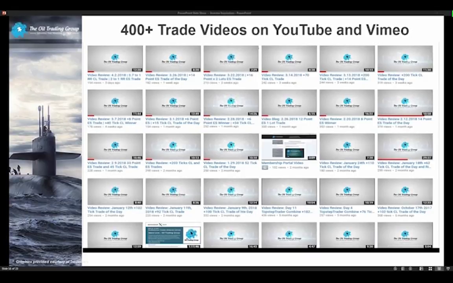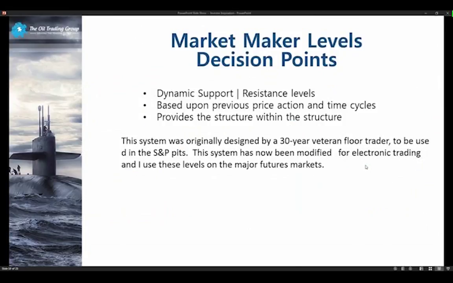All right, so let's continue on here. If you take a look here, we have what we call market maker levels. These are our decision points. These are dynamic support resistance levels that are based upon previous price and time, and they provide our structure within the structure. This system was originally designed by a mentor I had the good fortune of having, a 30-plus-year veteran floor trader, to be used in the S&P pits.